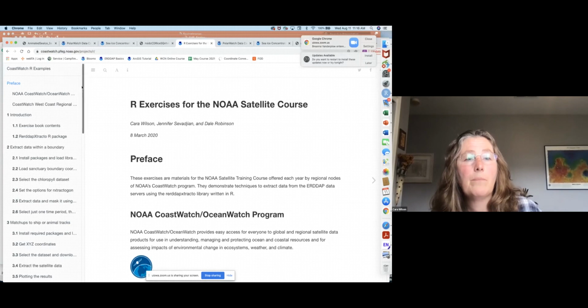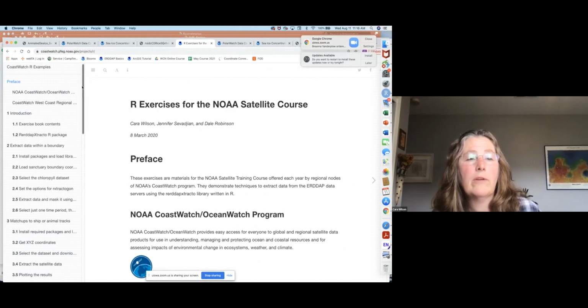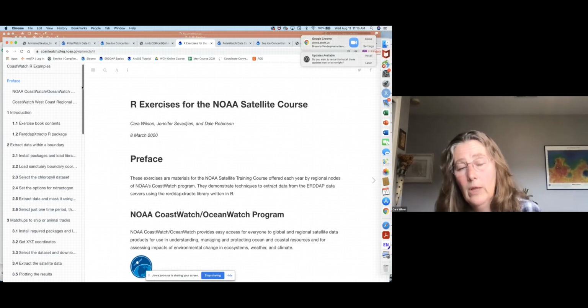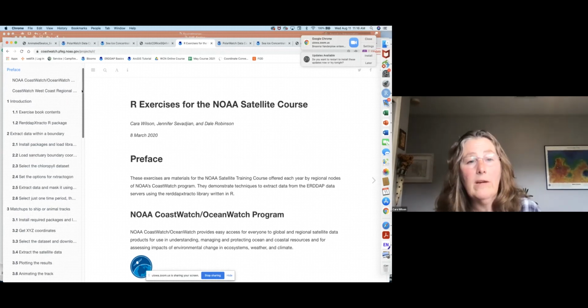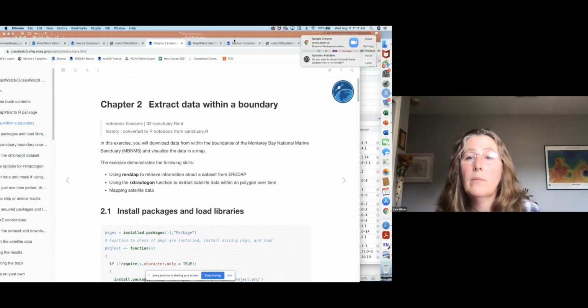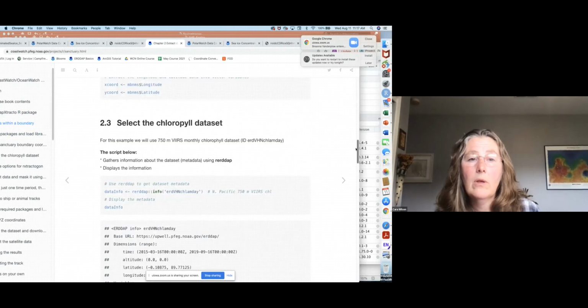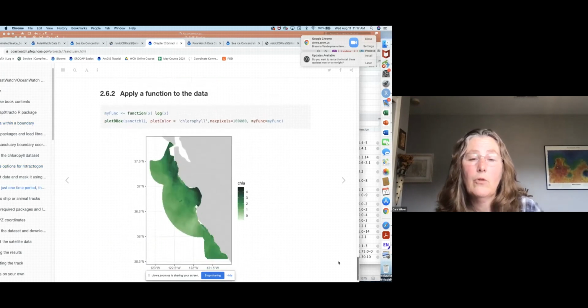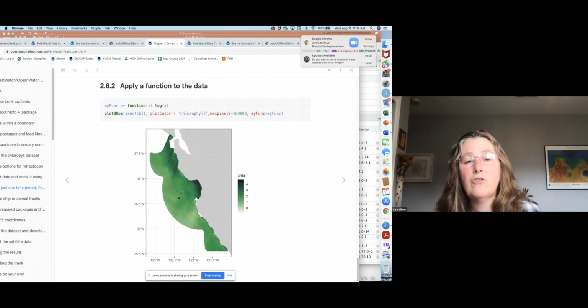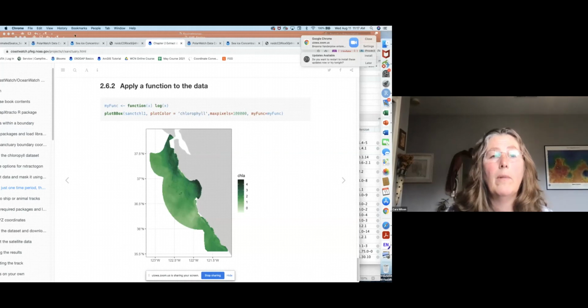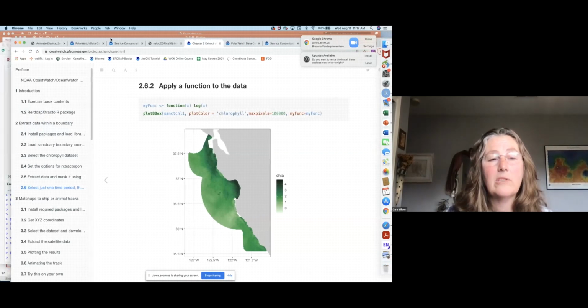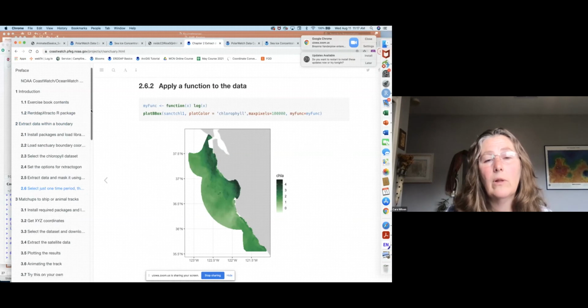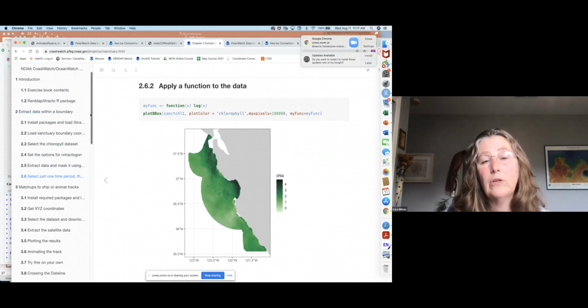We show you how to extract data within a boundary. So if you have a marine protected area or some area that's not just a box, we show you how you can do that. In this example, we're getting satellite chlorophyll data within the boundaries of the Monterey Bay National Marine Sanctuary.